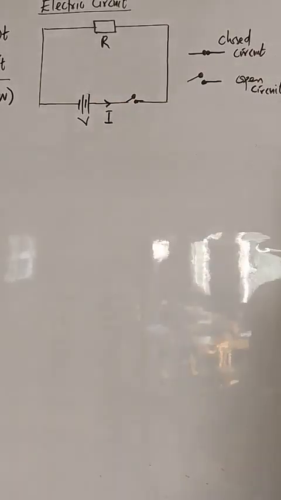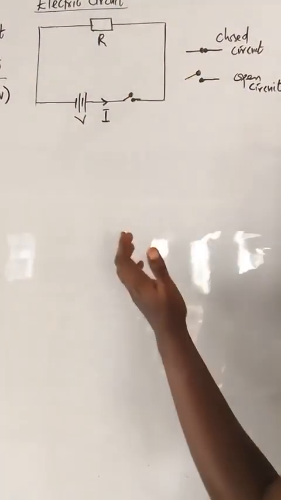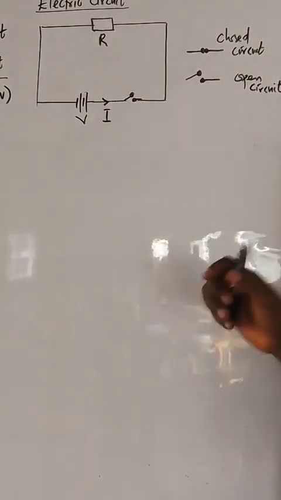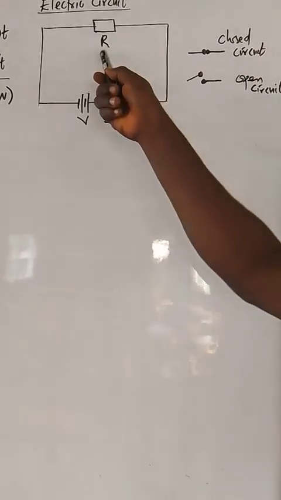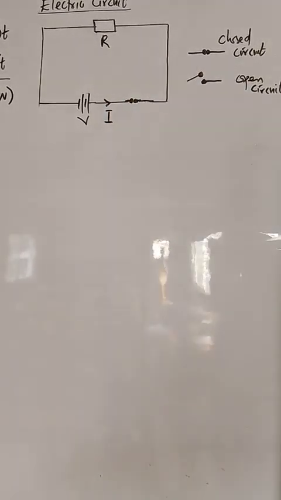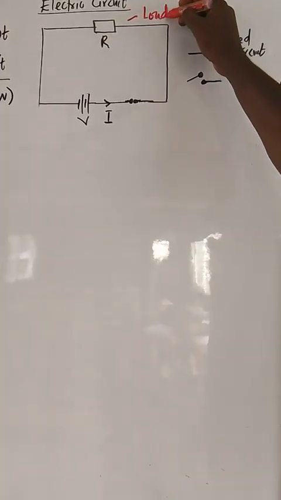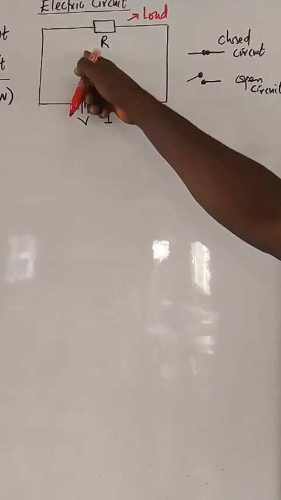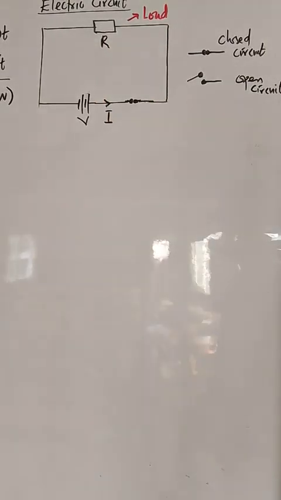So this is the direction of flow of current. The reason current will not flow if it's open is because when it gets here, there is no connection. It's not an enclosed path again. So this is an open circuit. Now let's close the circuit. This R represents what we sometimes call the load, what is consuming the electrical energy. It can be a fan, your freezer, your electric iron and the likes.